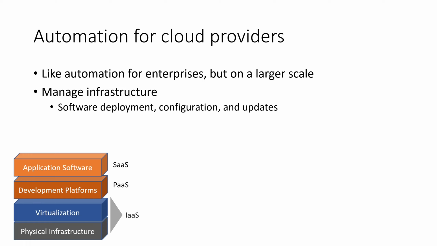And if you provide a platform as a service, then automation is one of the main services that you're selling, and you need automation to manage the automation tools you sell customers. Similarly for application software, you also need automation to manage your application. So each of these layers here requires automation to operate efficiently.